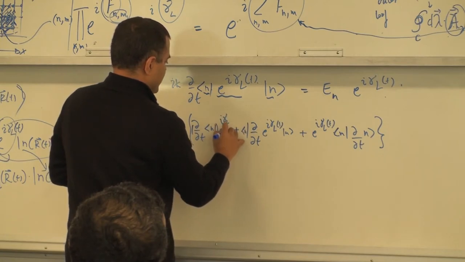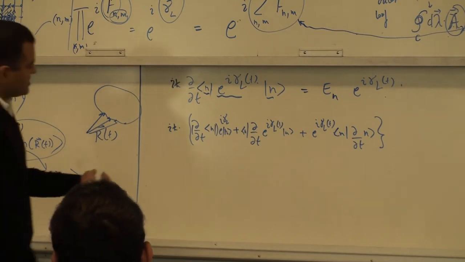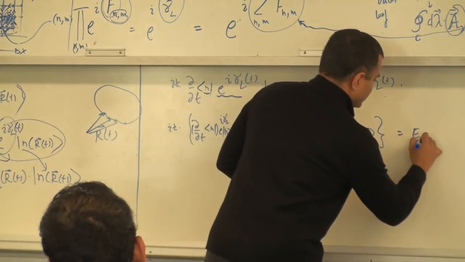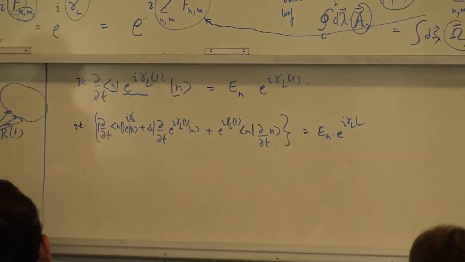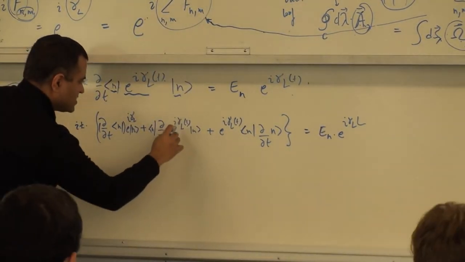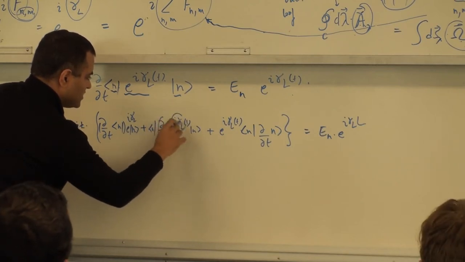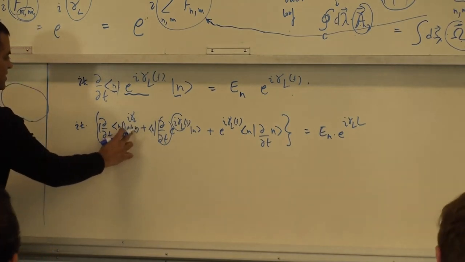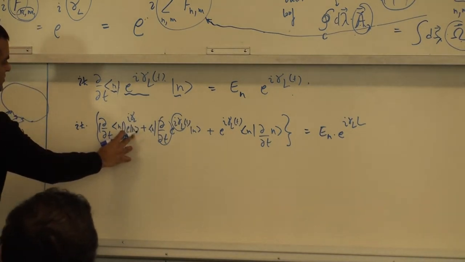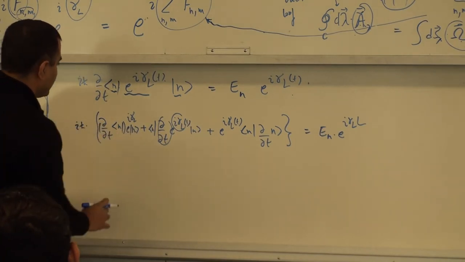It's a little messy to write it this way, but anyway, I'm just going to put it. You get three terms, and you get E_n e to the power i gamma_L(t). So just to be clear, when you take the derivative, it will pull out e to the power i gamma to the front, and you get a time derivative of the i gamma. This quantity, right. So e to the power i gamma_L can be pulled out.